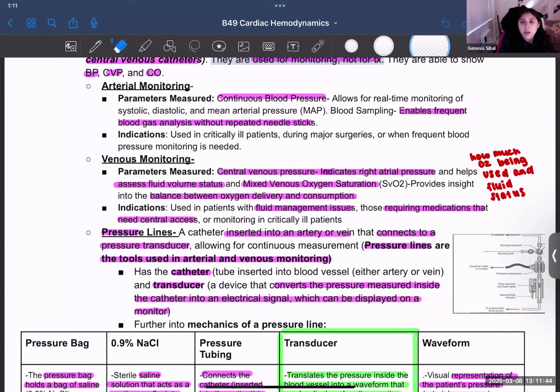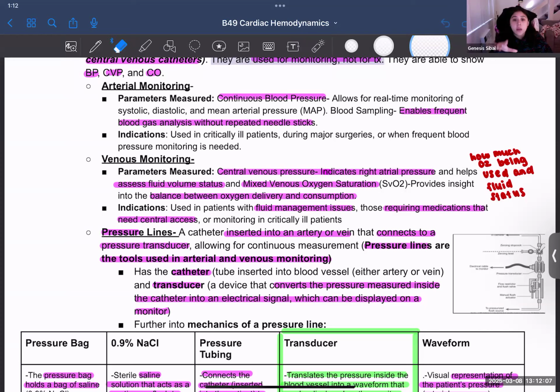So it's more about fluid management issues, right? Requiring medications that need central access, or monitoring in critically ill patients. But I would just think about it like this: with venous, you're more talking about your fluid status. With arterial, you're more talking about the pressure. So try to understand that those two things are different.